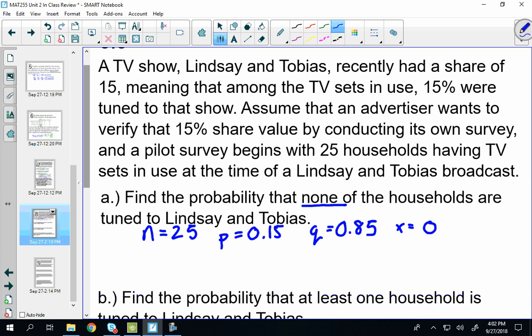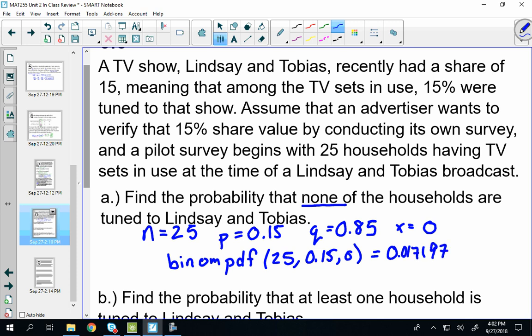So we're going to go to our calculators and do our binom PDF option. Remember, you get to that by second vars. And we're going to put in 25, 0.15, 0. And that gives us this probability. And we're going to round it to 3 significant digits. So we'll round it to 0.0172.